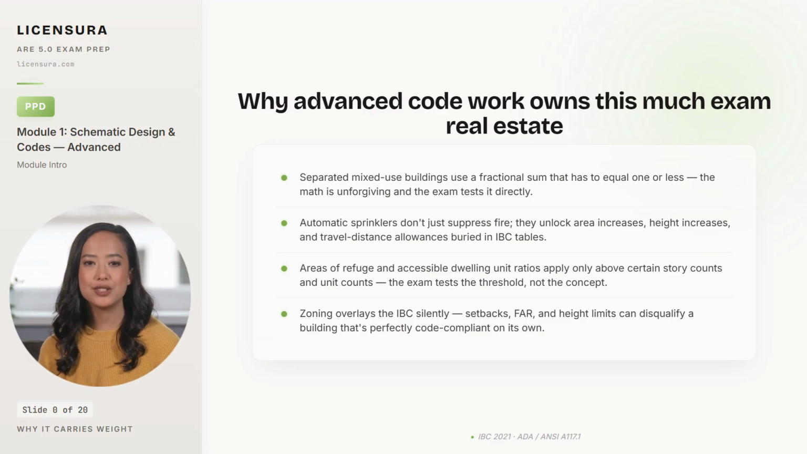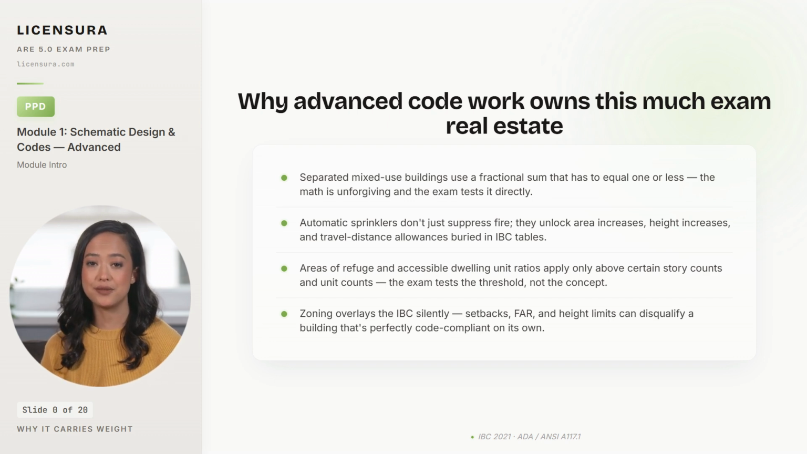And fourth, zoning sits outside the IBC entirely. Setbacks, floor area ratios, and height limits can shrink the building before any code analysis even starts. And the right exam answer often hinges on which document controls.